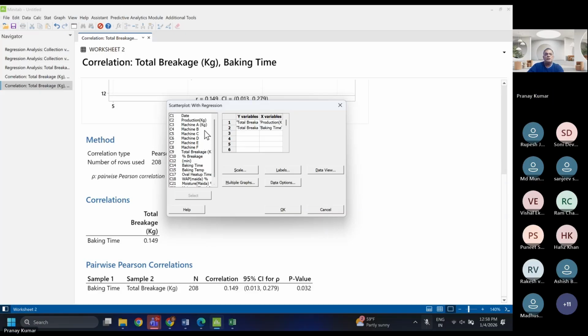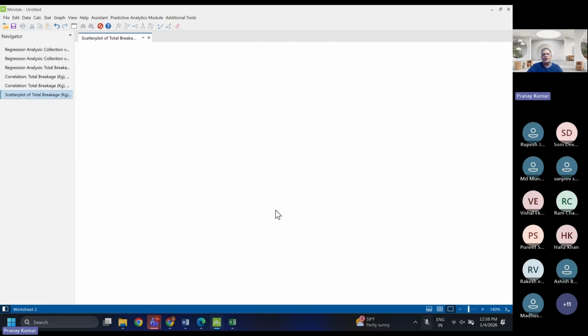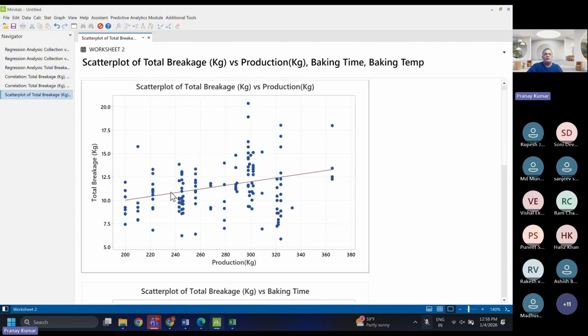Total breakage versus baking temperature. Press OK. I have 3 scatter plots. This line is moving upwards. If you scroll, you will get your R square value also. It is 8.3%. Very mild positive correlation. If I increase my production, my breakage is also going to increase slightly. Agree with my observation, people?